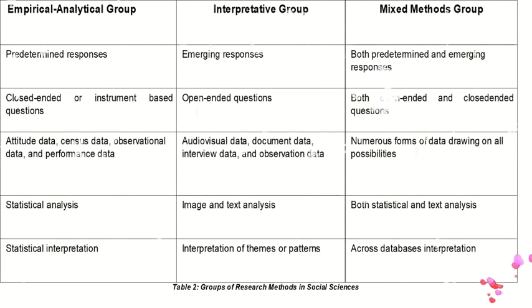And for the empirical analytical group, the data are attitude data, census data, observational data, and performance data. Under the interpretative group, it will become audiovisual data, document data, interview data, and observation data. For the mixed methods, numerous forms of data drawing on all possibilities. Now, statistical analysis for the empirical analytical group. In the interpretative group, it will become image and text analysis. For the mixed methods, it will be both statistical and text analysis, because it is a combination. It is mixed. And for the empirical, statistical interpretation. For the interpretative, it will become interpretation of themes or patterns. And for the mixed methods, across databases interpretation.